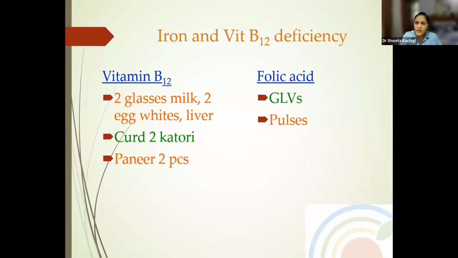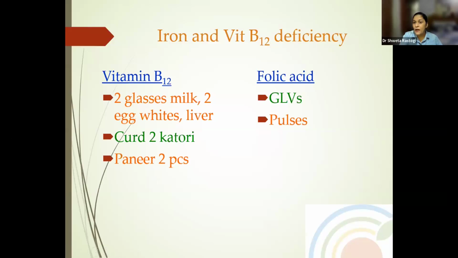With reheating, you will be surprised to know the B12 can reduce up to 50% only with reheating. So it is a very, very heat labile vitamin. Avoid any kind of reheating or avoid any kind of prolonged cooking with the foods which contain B12. Unfortunately, B12 is present only in the animal foods. So that's the reason to meet the requirement.